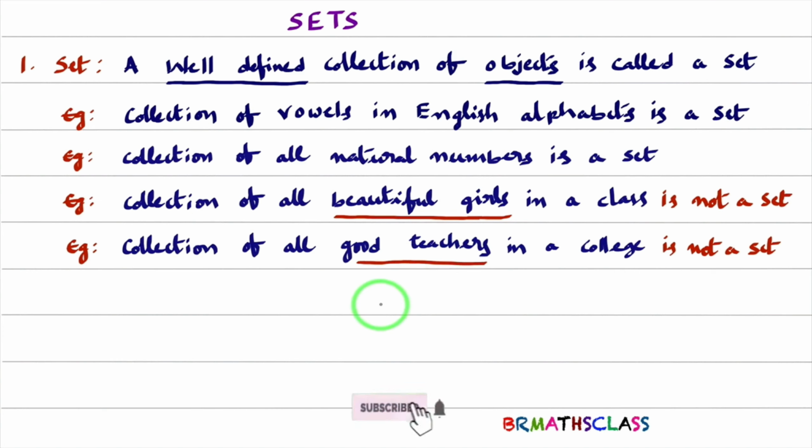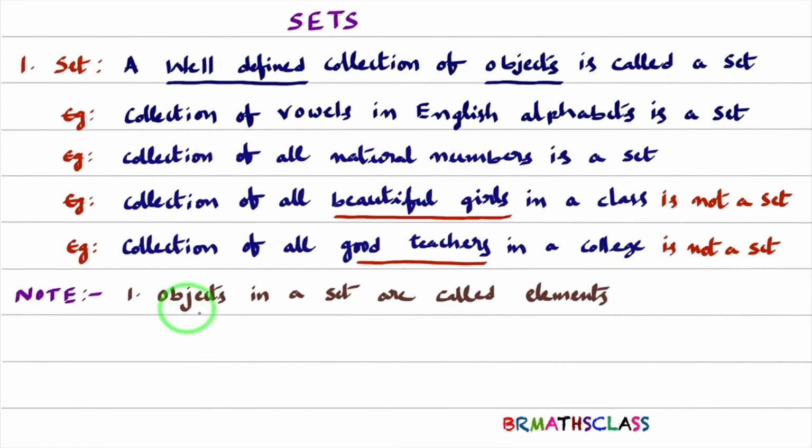Now, we will learn an important note related to this definition. See, here objects in a set are called elements. For example, this collection of all natural numbers is a set. So here what are the objects? Natural numbers are the objects, 1, 2, 3, 4 like that. So 1 is an element in this set, 2 is an element in this set. Like that, objects in a set are called elements.